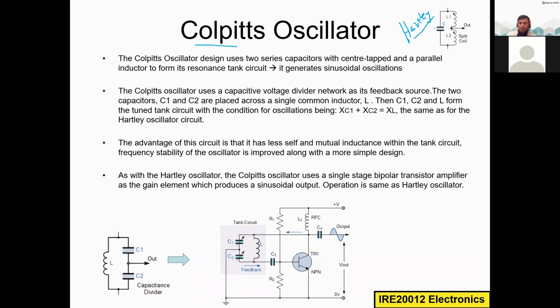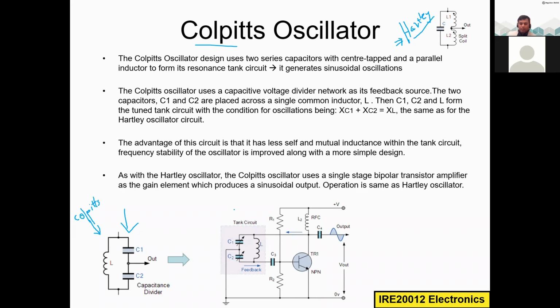In the Colpitts oscillator, it's totally the opposite. Here you can see the tank circuit of the Colpitts, and we have only one inductor and two capacitors in series, which are in parallel combination with the inductor. Then we call this a Colpitts oscillator. These are the scientists who invented these oscillators. Colpitts and Hartley are the names of the people who invented them. That's why we call them the Colpitts oscillator and the Hartley oscillator.